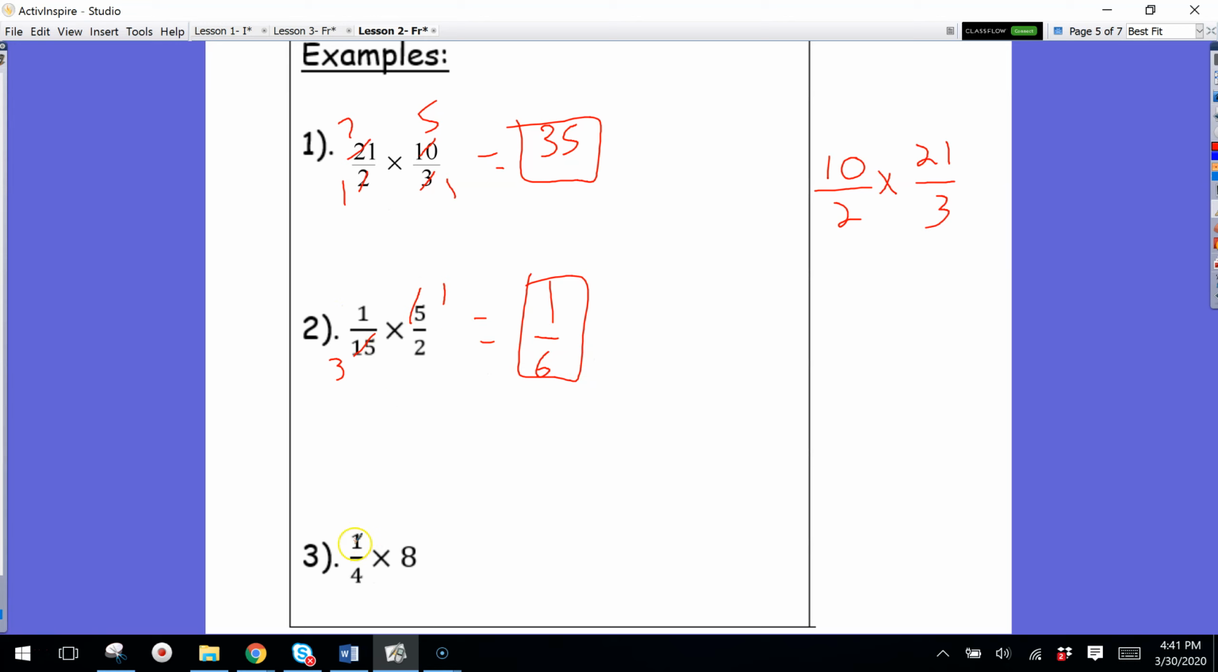Well, let's try it here. 1/4 times 8, this is a whole number, right? So I can put it over 1. And so 8 over 4 is going to simplify to 2. And 1 over 1 is just 1 again. And so really what I have here is 1 times 2, which is 2.